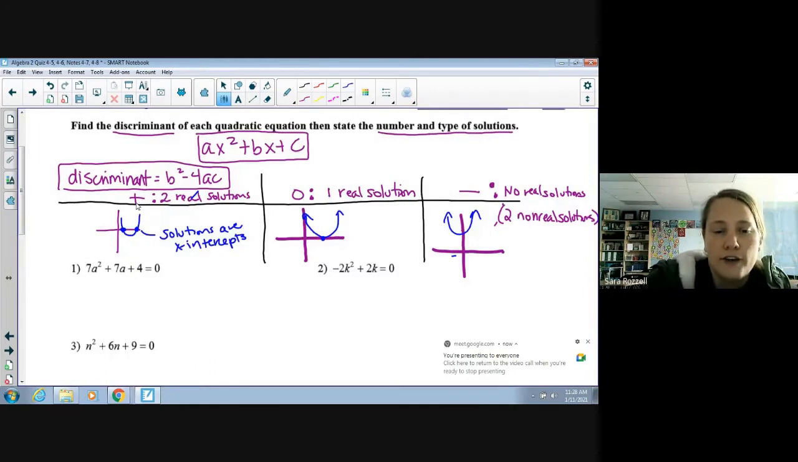If it's positive, we have two real solutions. If it's 0, there's one real. If it's negative, there are no real solutions. Okay. So let's start with our first one.